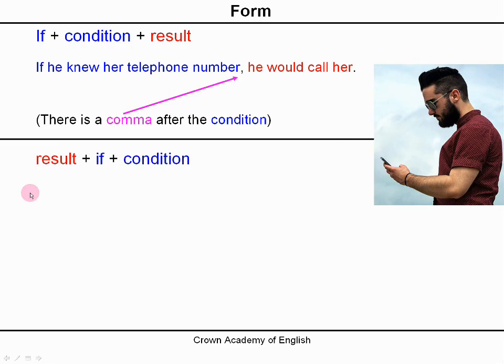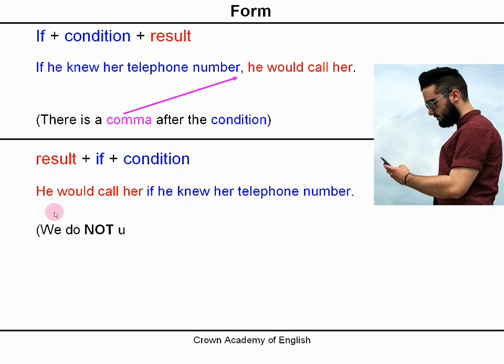And we can also change the order. So we can also have the result first, followed by the if condition. So we can say the same sentence with a different order. We can say, he would call her if he knew her telephone number. And when we write it like this, we do not use a comma.